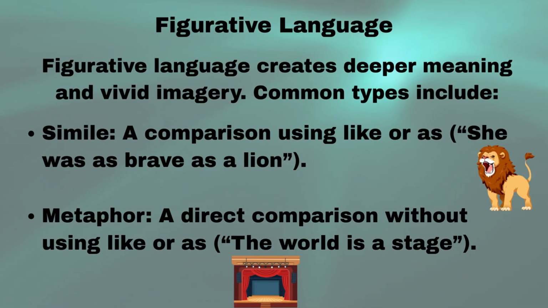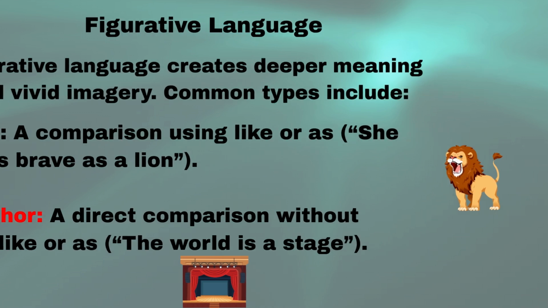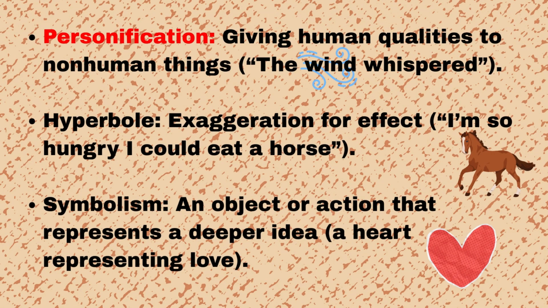Figurative language. Figurative language creates deeper meaning and vivid imagery. Common types include simile, a comparison using like or as, she was as brave as a lion. Metaphor, a direct comparison without using like or as, the world is a stage. Personification, giving human qualities to non-human things, the wind whispered. Hyperbole, exaggeration for effect, I'm so hungry I could eat a horse. Symbolism, an object or action that represents a deeper idea, a heart representing love.